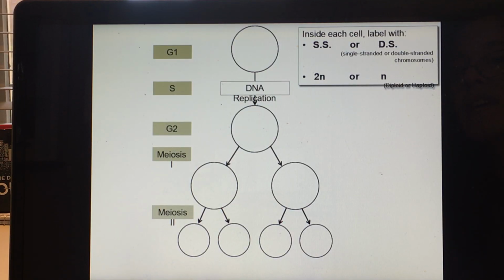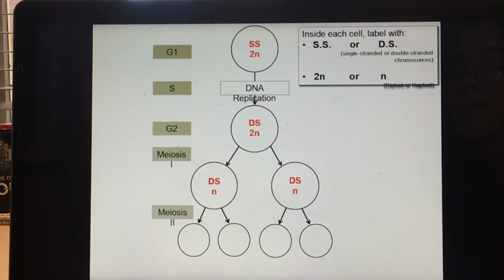This diagram shows meiosis. Your first parent cell, your primary spermatocyte or your primary oocyte, would be diploid. And the chromosomes would be single-stranded if it's before DNA replication. DNA replication has to happen before meiosis and also mitosis. So after DNA replication, you would have double-stranded chromosomes in your cell, and your cell would still be diploid.